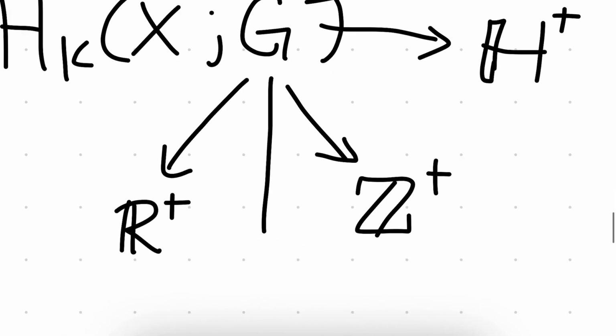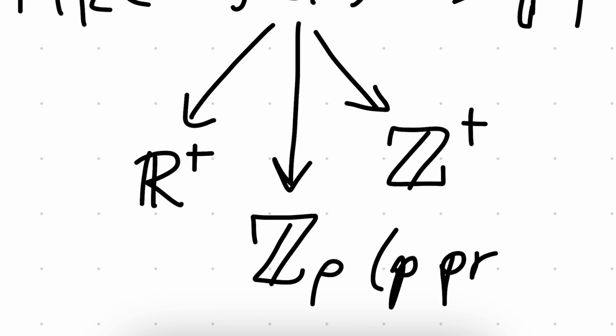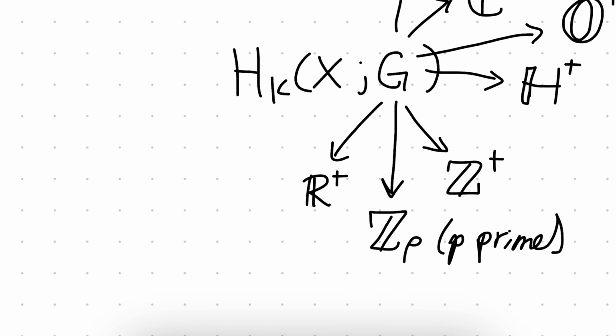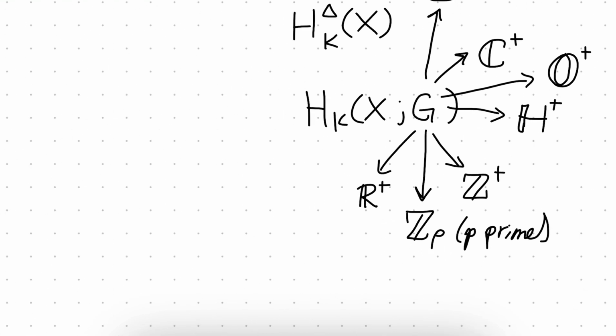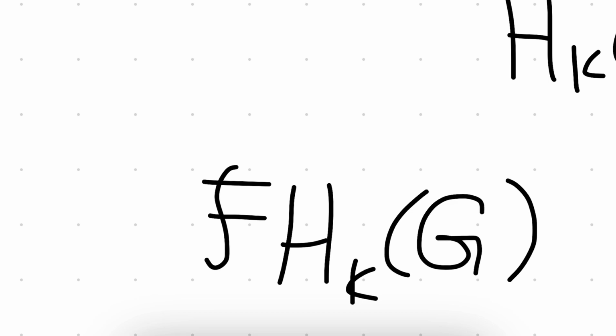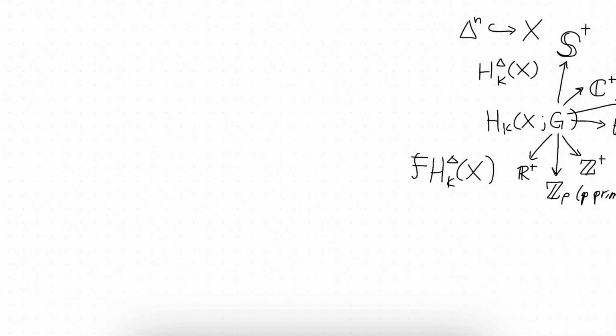It can even be Z_p for p prime. So it can be a subgroup of Z plus. And as you all know, subgroups of abelian groups are also abelian. So there's that. And of course, don't forget the usual standard homology groups H_k(X), and our simplicial homology. That's the same thing.